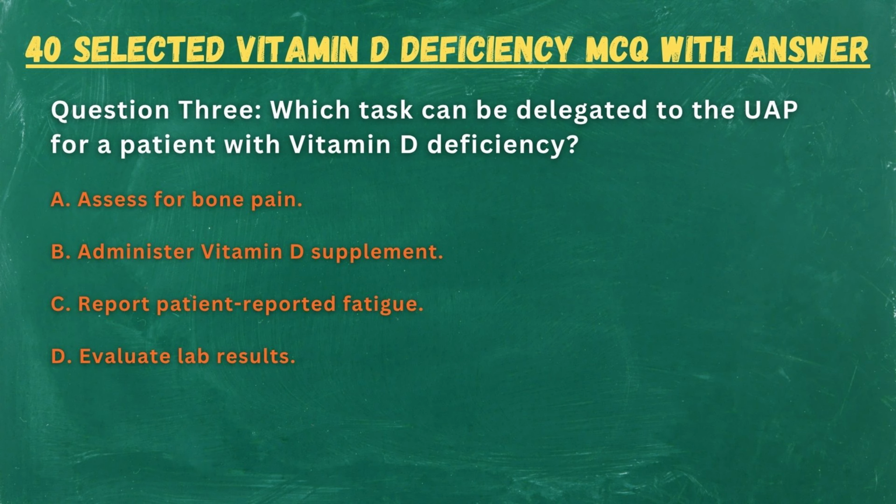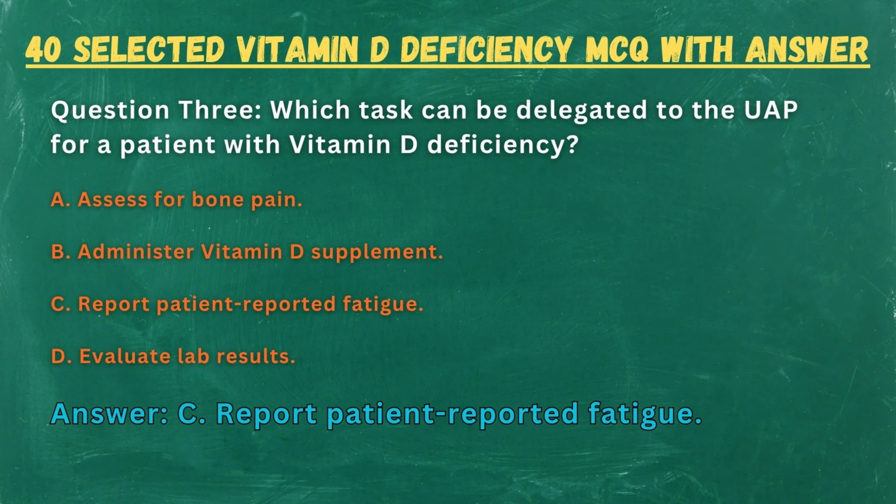Question 3. Which task can be delegated to the UAP for a patient with vitamin D deficiency? A. Assess for bone pain. B. Administer vitamin D supplement. C. Report patient-reported fatigue. D. Evaluate lab results. Answer. C. Report patient-reported fatigue.